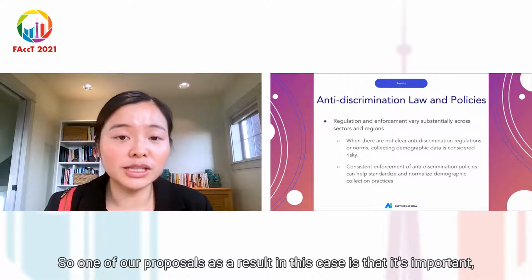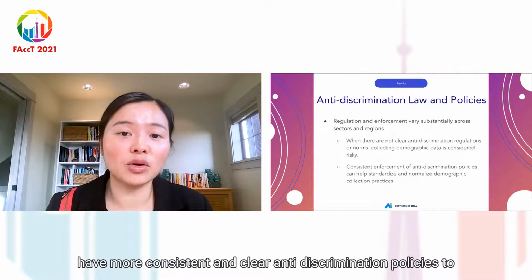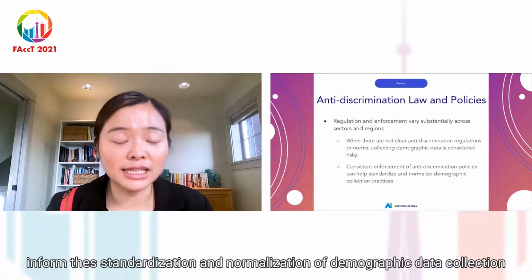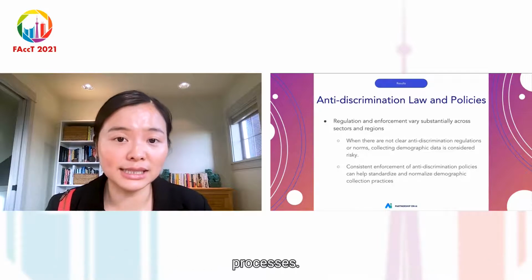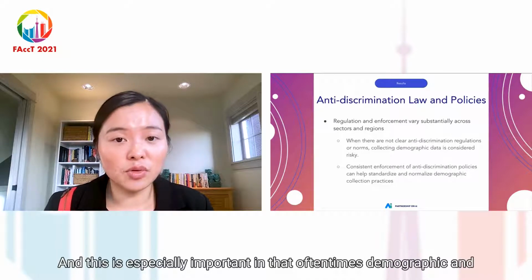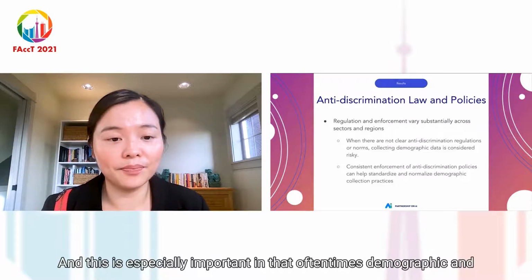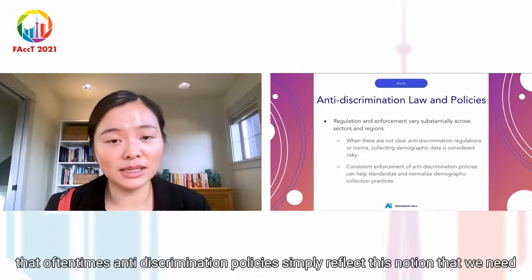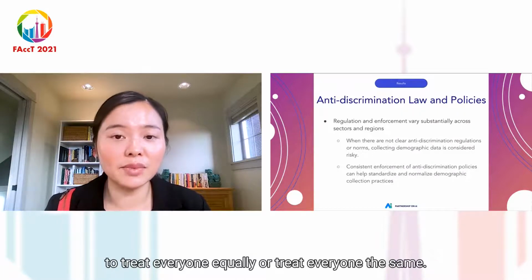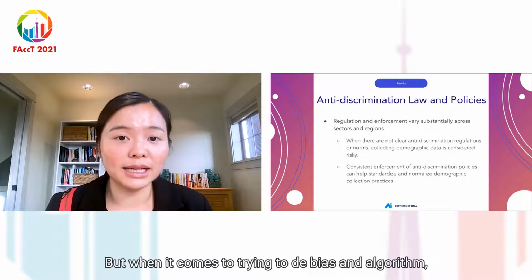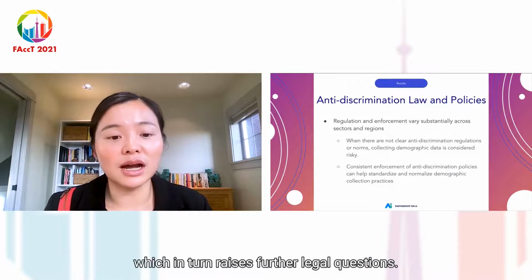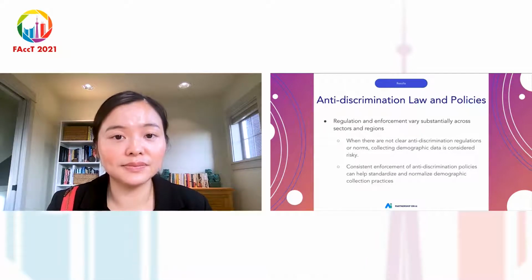So one of our proposals as a result in this case is that it's important to have more consistent and clear anti-discrimination policies to inform the standardization and normalization of demographic data collection processes. And this is especially important in that oftentimes anti-discrimination policies simply reflect this notion that we need to treat everyone equally or treat everyone the same. But when it comes to trying to debias an algorithm, oftentimes that does involve some degree of differential treatment, which in turn raises further legal questions.